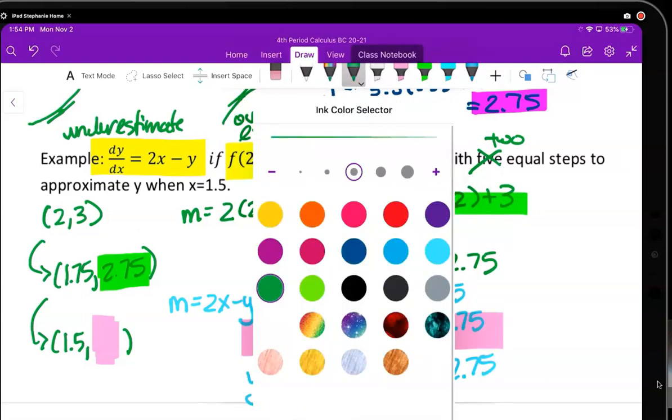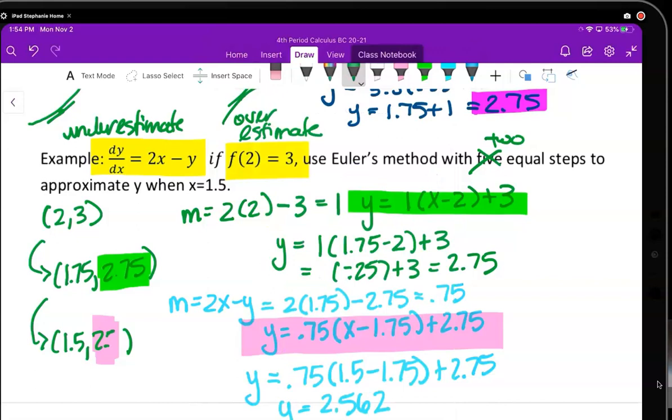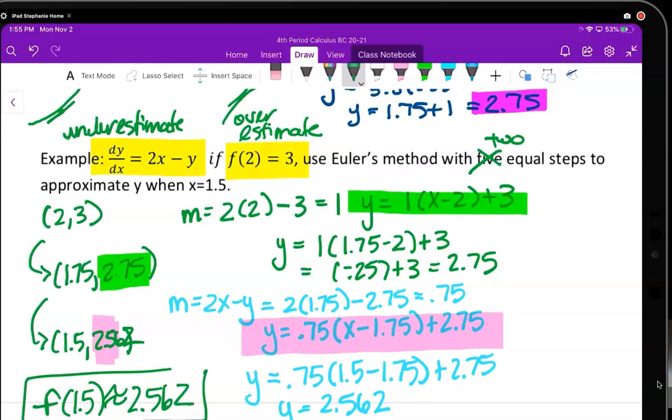I'm going to go back and do green here. 2.562. Okay, so f of 1.5 is approximately 2.562. And that's a way to approximate a value using Euler's.